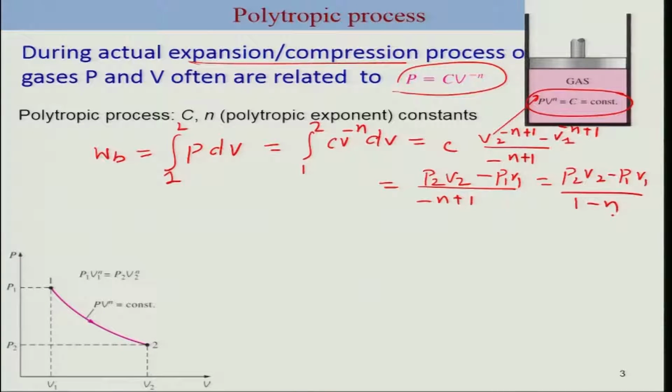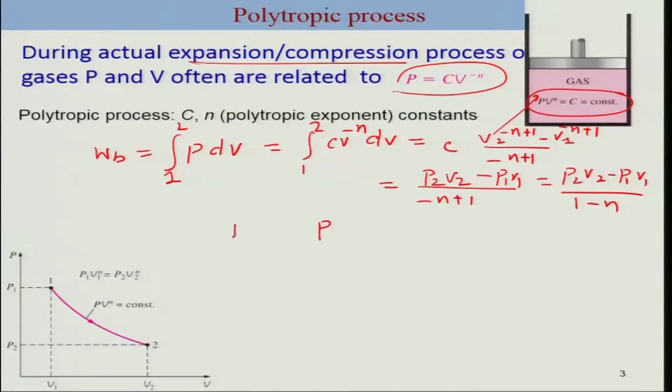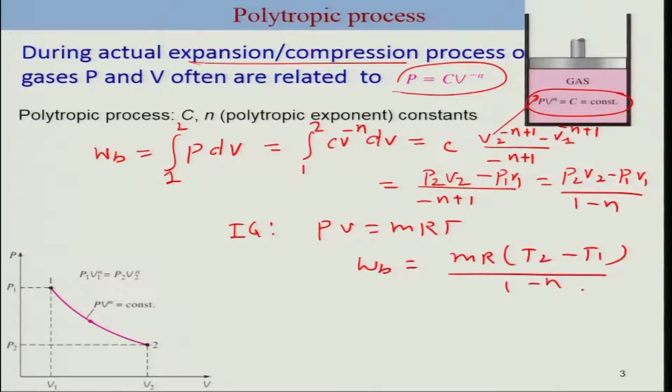Okay. Now if you are considering an ideal gas, then we can make use of the ideal gas equation of state and replace PV by MRT in terms of temperature. So you can write for ideal gas PV is equal to MRT. Thus your WB is MR (T2 minus T1) over (1 minus n). So note that n should not be equal to 1. So this is true for n not equal to 1.